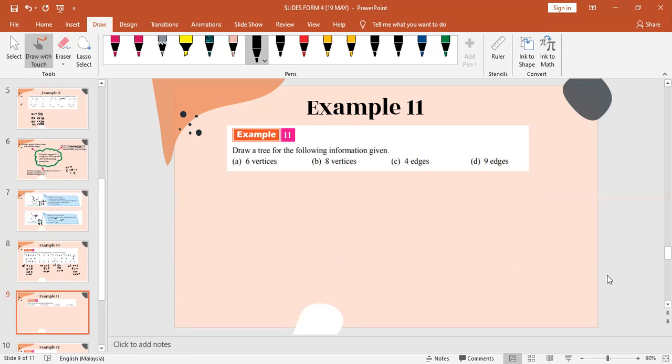Example 11 asks us to draw a tree for the following information given. Firstly, for A, we draw a tree that has 6 vertices. 6 vertices means how many edges? How many edges? 5, right? 6 minus 1, so edges are 5.